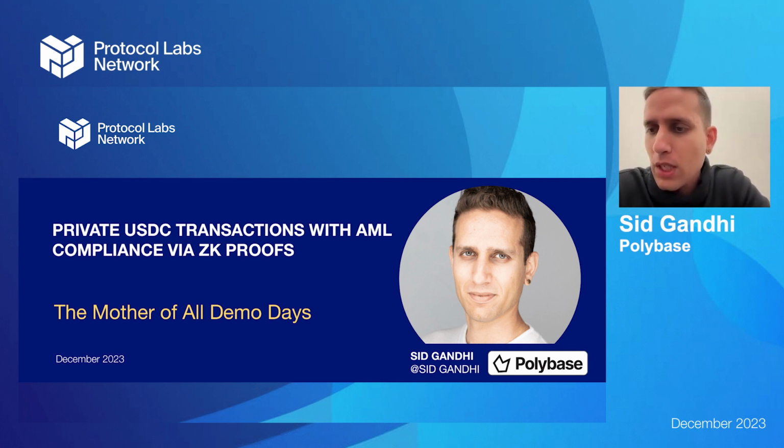Very high level, we are presenting Polybase, a ZK layer 2 rollup to Ethereum with private USDC transactions. That's the first application we're building on Polybase. And one of the key features of it also is that we have compliance proofs for AML using zero knowledge proofs. So you don't have to reveal any of your transaction data. You can just produce a proof that shows that you haven't interacted with any bad actors. So let me share my screen and get started there.